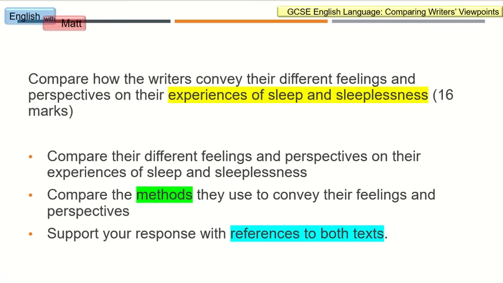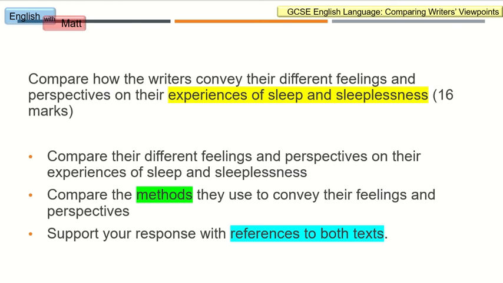Compare how the writers convey their different feelings and perspectives on their experiences of sleep and sleeplessness. And I've highlighted that in yellow because that is effectively what you're talking about. Any evidence at all which is to do with their relationship with sleep or the lack of it, as the case may be. You've then also got the bullet points underneath, which pretty much always stay the same.